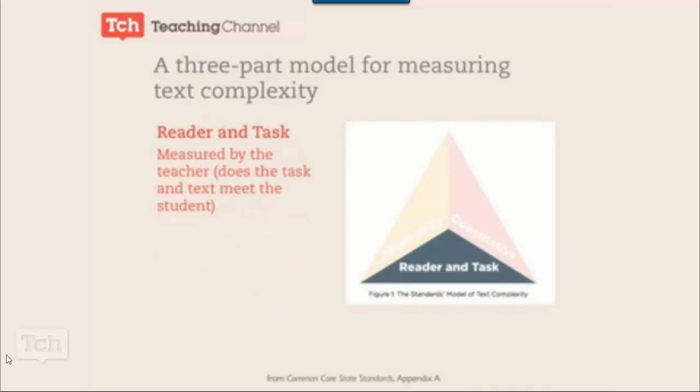The third component of text complexity is also another area that I have felt really validated in. The reader and task element of this essentially lets us know that the teacher is so crucial in making sure that the task that he or she is asking the student to do with that text is a really good match. And in just a bit, I'll talk about how we can use this matching as a way to dial up or dial down the text complexity.